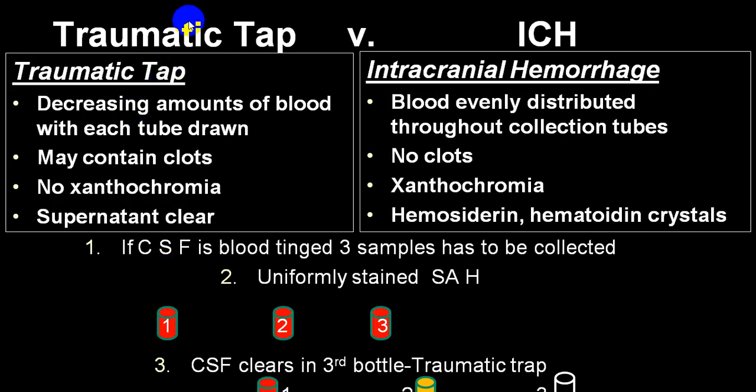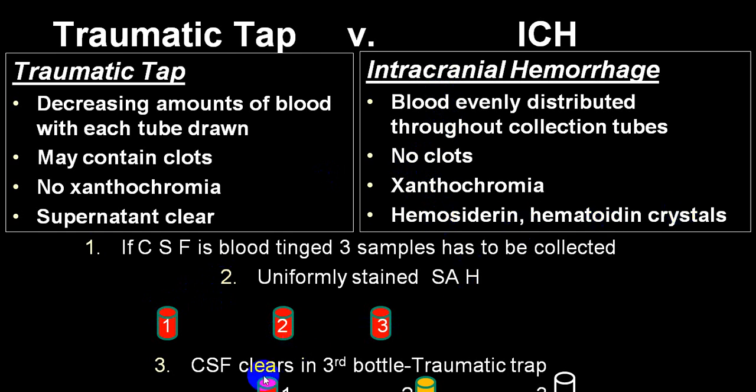Now there is one term we should commonly look for: traumatic tap. Suppose the first sample of CSF you are draining is red in color; look at the second and third samples. If all three are equally red, it favors intracranial hemorrhage. Usually in all 3 test tubes there will be no clot, you will see xanthochromia, and you will be able to detect hemosiderin or hematoidin crystals in the CSF.